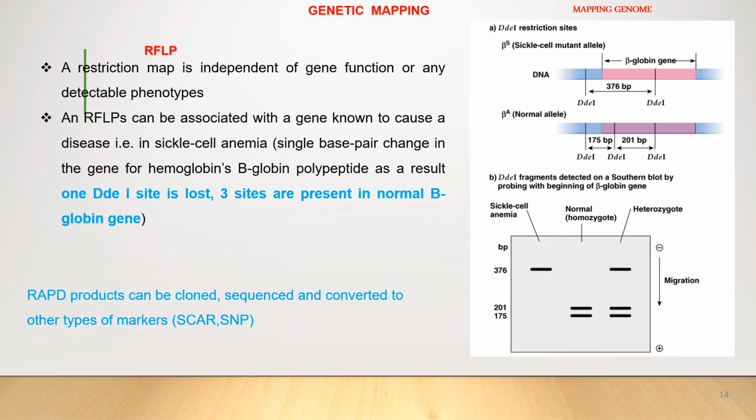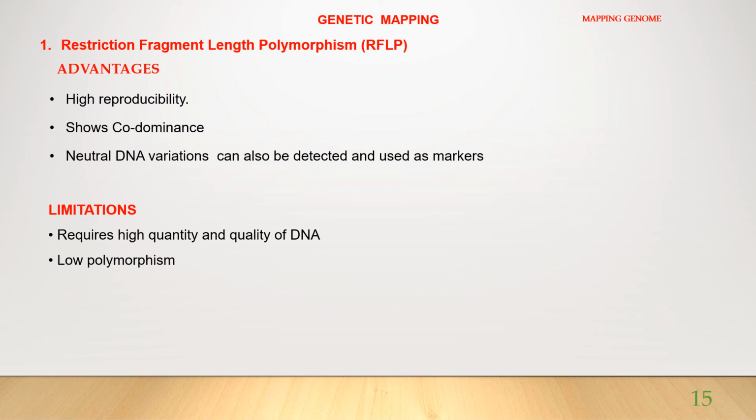The RAPD products can then be cloned and sequenced and converted into other types of markers like SNP and SCAR. The advantages of using RFLP as a marker in mapping are its high reproducibility, it shows codominance, and even neutral DNA variations can be detected and used as markers. The main disadvantage of this method is it requires high quality and quantity of DNA and shows less polymorphism.